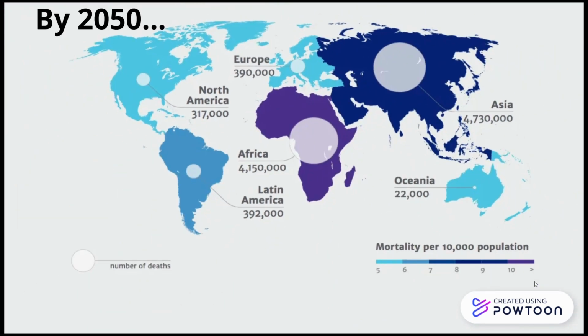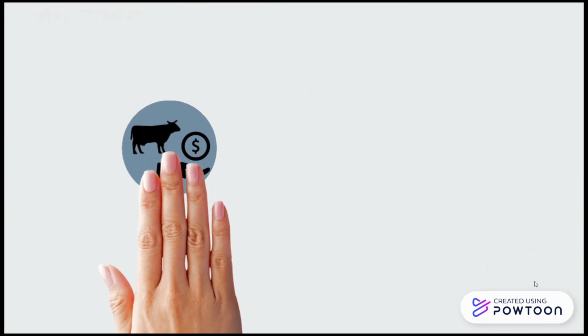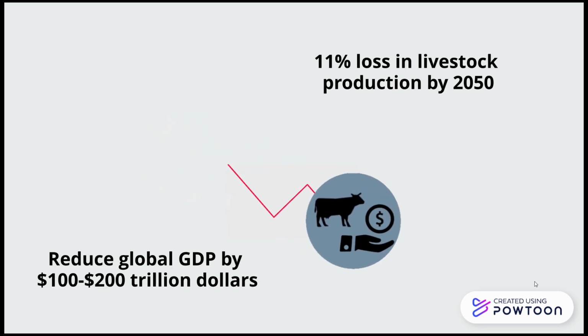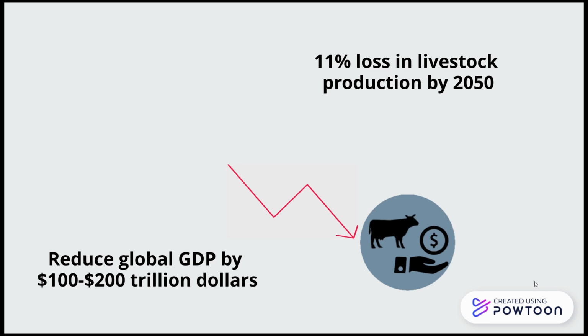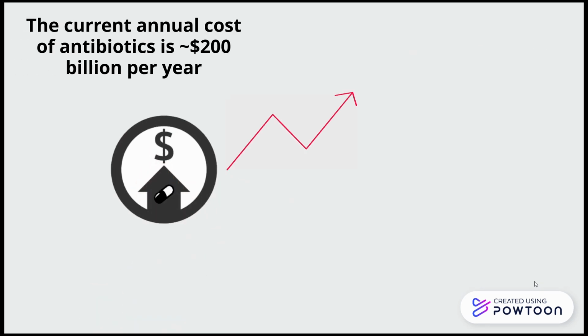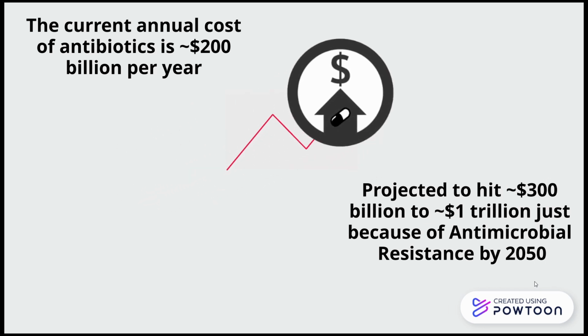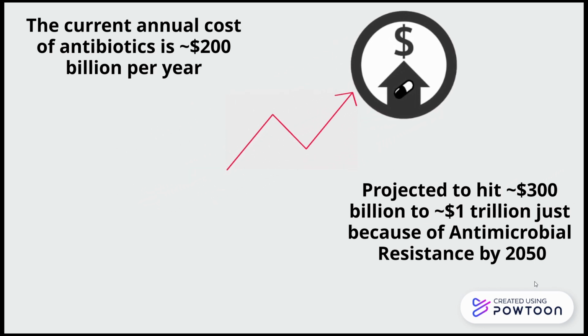By 2050, antimicrobial resistance will be a global problem of epic proportions, with massive decreases in agricultural productivity, GDP losses up to $200 trillion, and massive increases in the cost of healthcare and treatment, not to mention the potential reemergence of diseases such as tuberculosis in the First World.